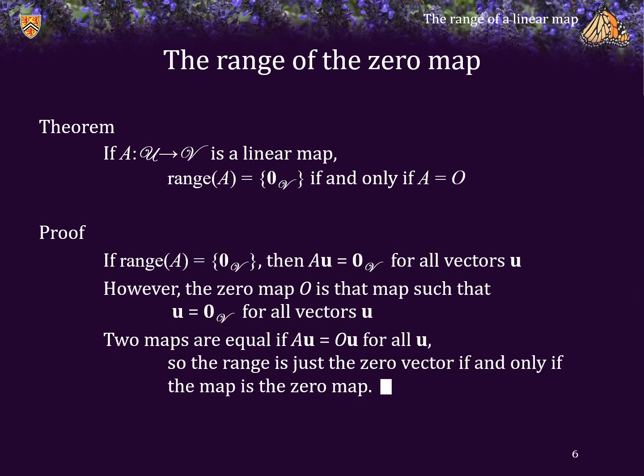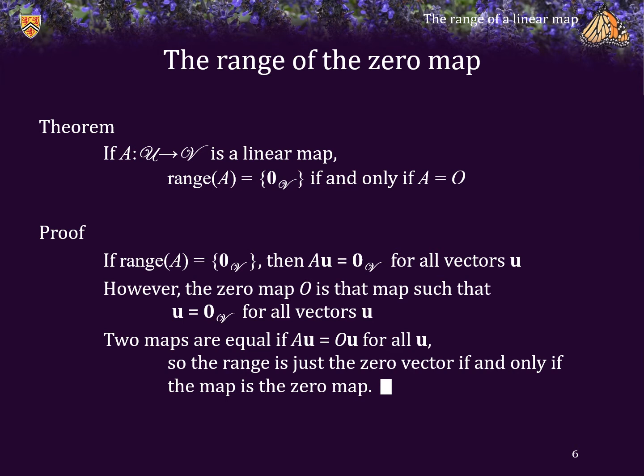You will recall that two maps are equal if and only if one map applied to a vector u equals the other map applied to that vector u for all vectors u in the domain. And if that's true, consequently, it follows that the range is just the zero vector if and only if the map is the zero map.